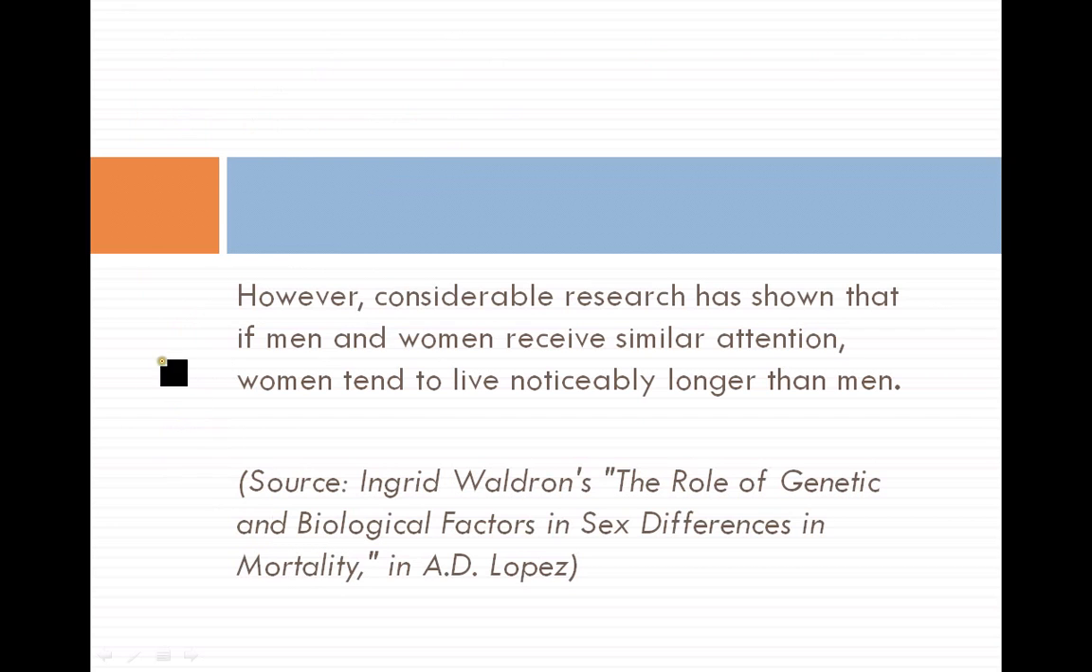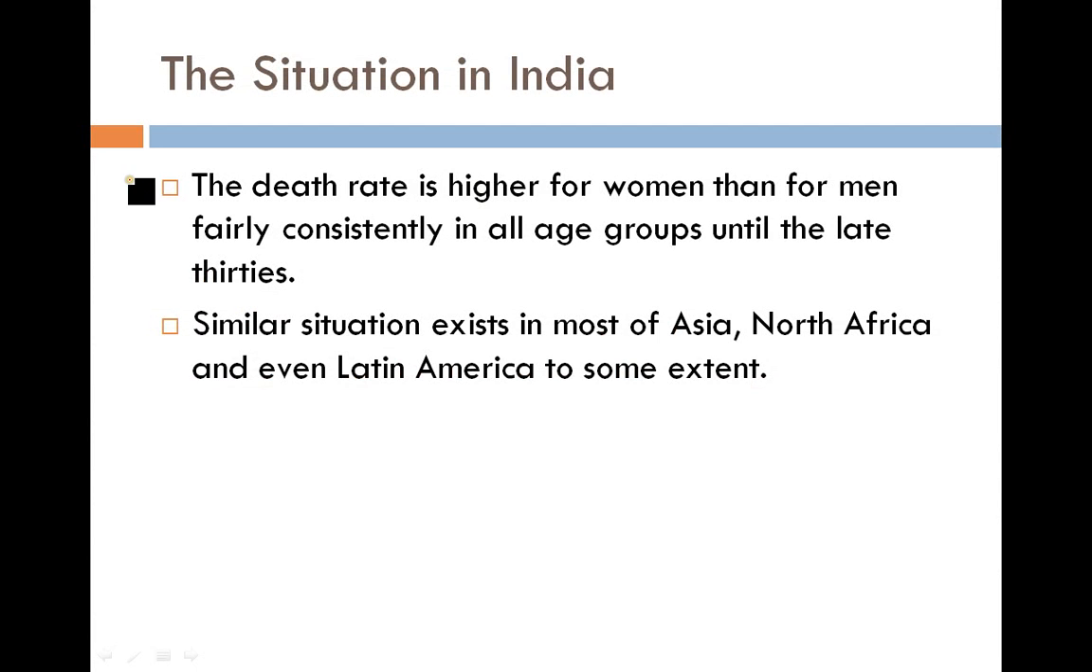However, considerable research has shown that if men and women receive similar attention, women tend to live noticeably longer than men. Then what is the reason for the lower ratio of women to men? The situation in India is also fairly opposite to what it should be. The death rate is higher for women than for men fairly consistently in all age groups until the late 30s. A similar situation exists in most of Asia, North Africa and even Latin America to some extent.